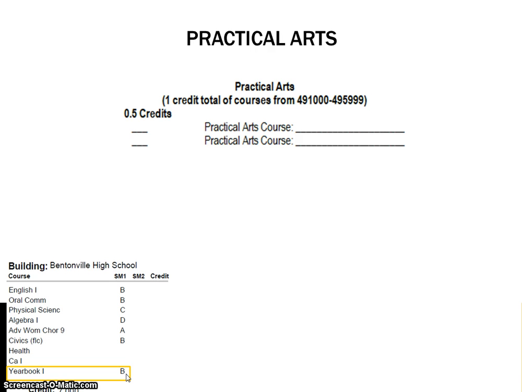But they took yearbook and made a B first semester, and they are also enrolled in that class in the spring, so we will put an SP for a placeholder that we are awaiting that grade, and we'll enter yearbook 1 in the spring. The CA1, which is also a practical arts, we will actually use as an elective.